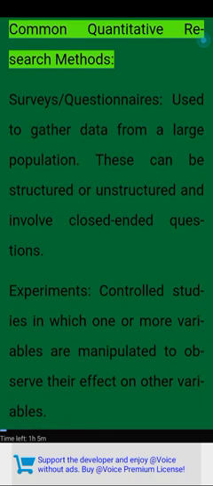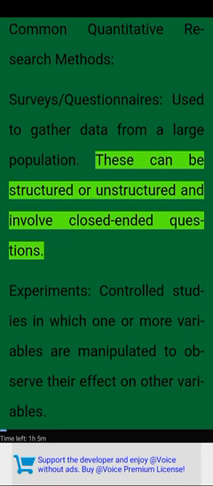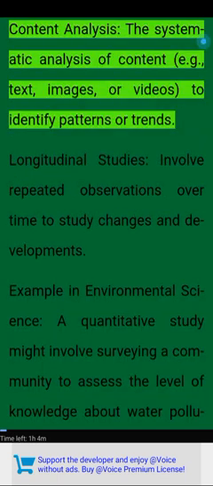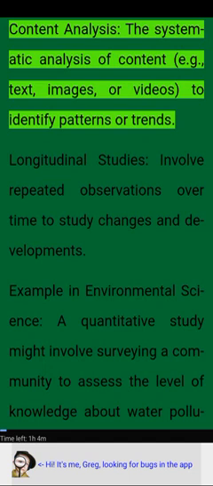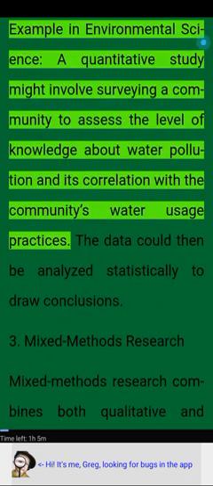Common quantitative research methods. Surveys, questionnaires, used to gather data from a large population. These can be structured or unstructured and involve closed-ended questions. Experiments, controlled studies in which one or more variables are manipulated to observe their effect on other variables. Content analysis, the systematic analysis of content, e.g., text, images, or videos to identify patterns or trends. Longitudinal studies, involve repeated observations over time to study changes and developments.